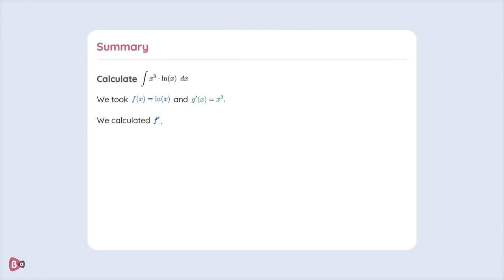Let's start with our summary now, shall we? So our original question was to calculate the integral of x cubed times ln of x using integration by parts. So the first step we took was to determine f of x, which we took as ln of x, and g prime of x, which was equal to x cubed. We then proceeded to calculate the derivative f prime of x, which is equal to 1 over x, and we found the integral g of x, which is equal to x to the power of 4 divided by 4.